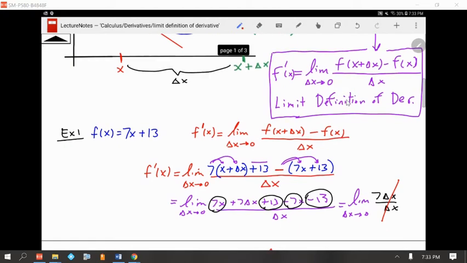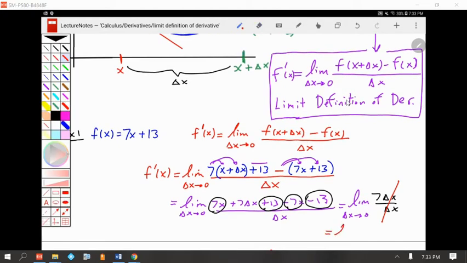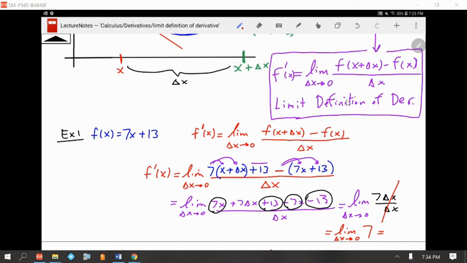Maybe I should write this part. I'm running out of space. What is the limit of a constant like 7 as delta x approaches 0? Notice 7 has nothing to do with delta x. Delta x can do whatever it wants, and 7 just stays 7. It's a constant. This is one of our rules from limits last semester: the limit of a constant is the constant. It doesn't change. The limit as delta x approaches 0 is 7.